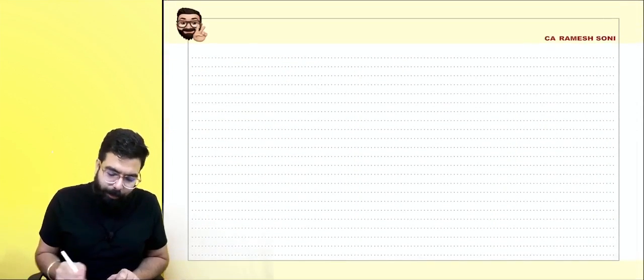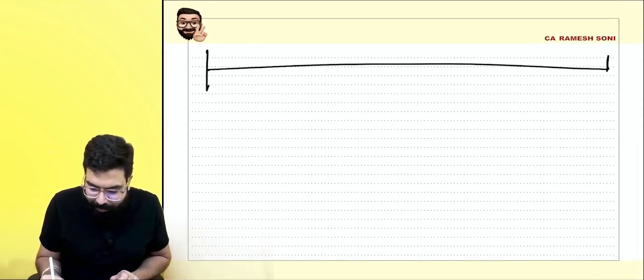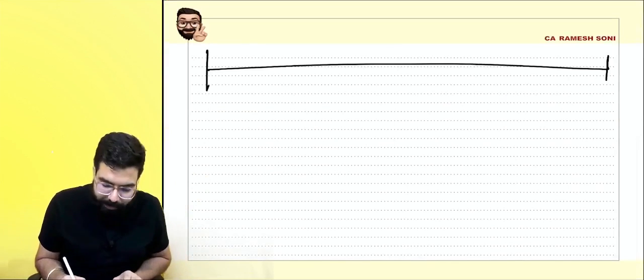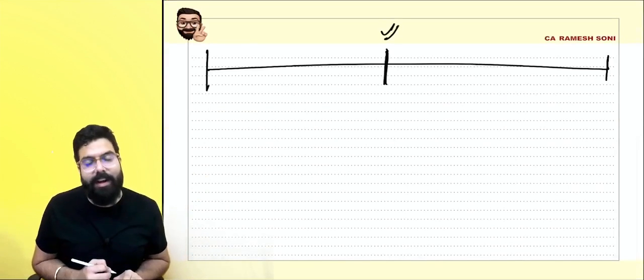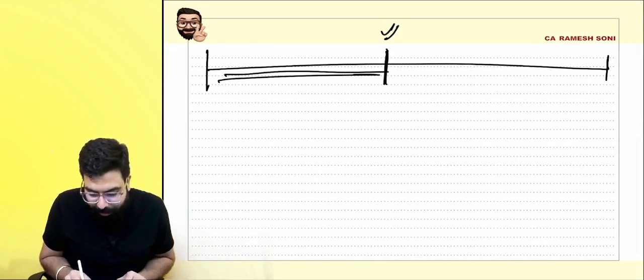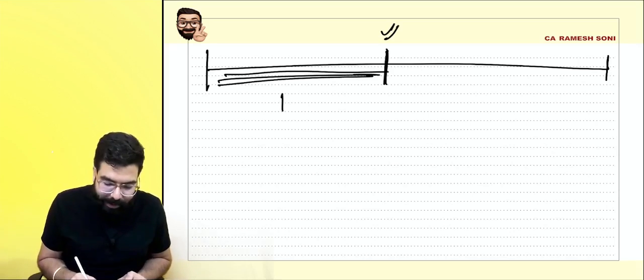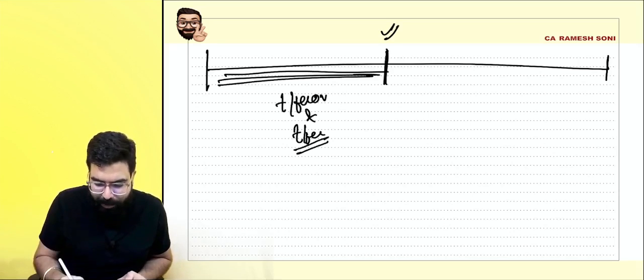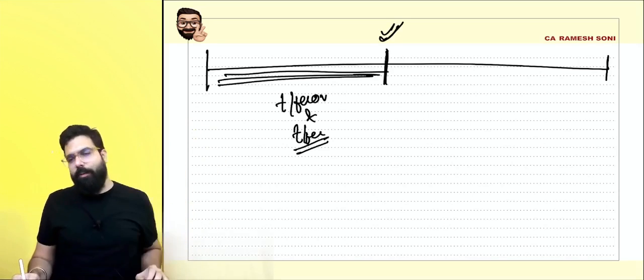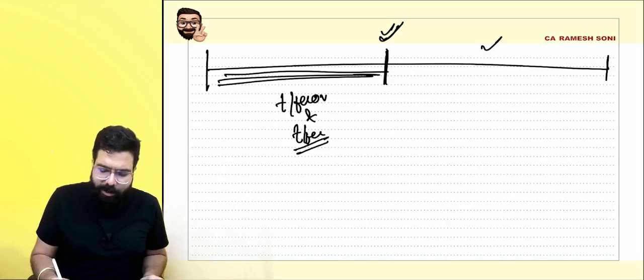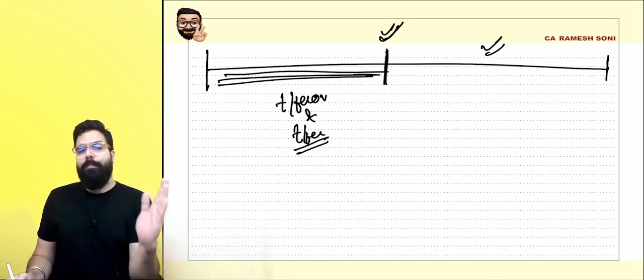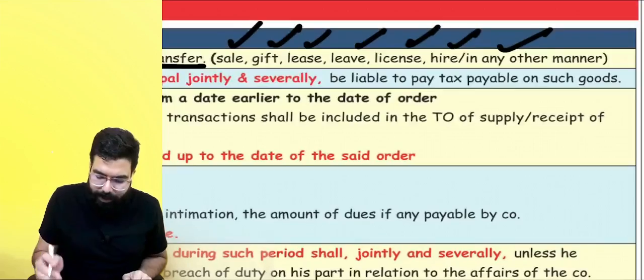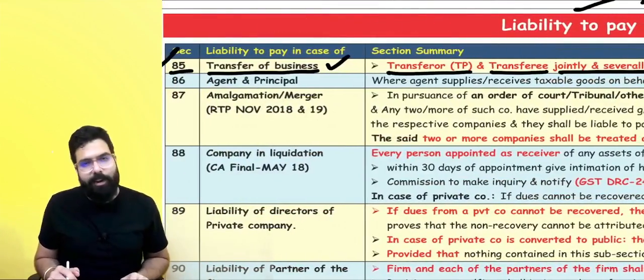So sir, supposing one person went ahead and transferred a business. Everyone, one person transferred his business on this date. Then who shall be liable to pay the dues up to this date? They are telling transferor and transferee both shall be liable to pay the dues up to the date of transfer. Sir, post transfer, transferee only shall be liable. Up to the date of transfer, both the transferor and the transferee shall be liable.